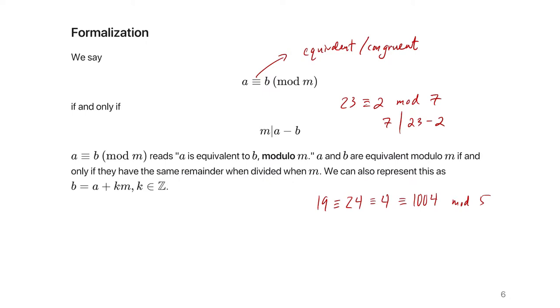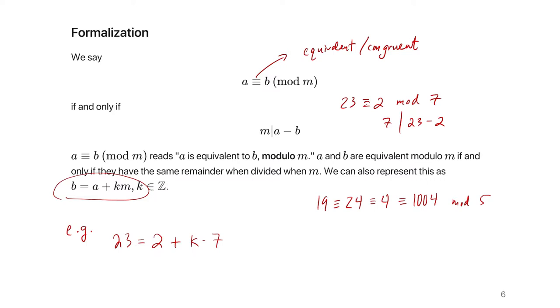And another way you can phrase this is that if A and B are equivalent, then, as I mentioned before, M divides the difference of A and B. But you can also algebraically, and we'll do this in some proofs, write it like this. B is equal to A plus some multiple of M. Okay? So for example, I can say 23 is equal to 2 plus some multiple of 7. And in that case, k is 3.